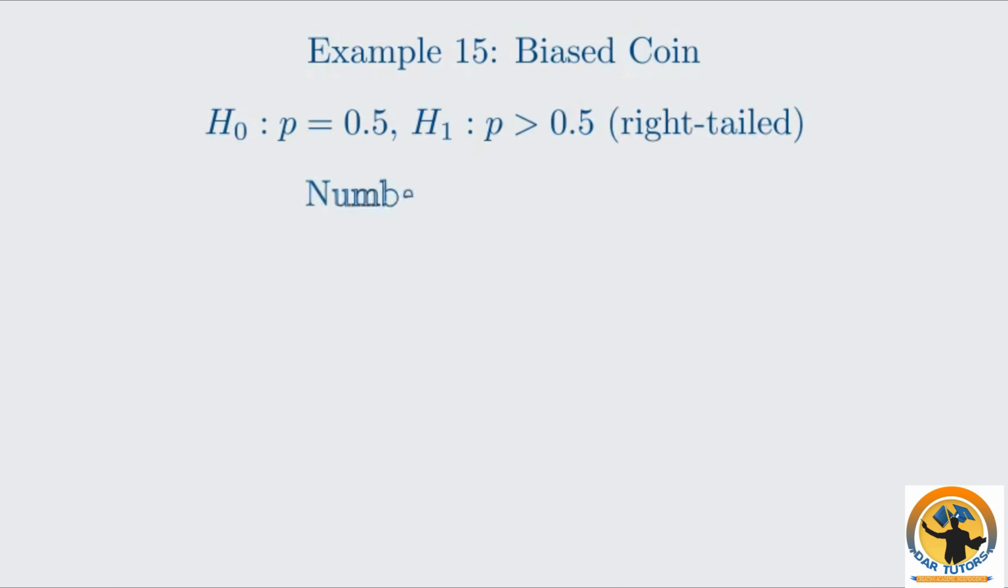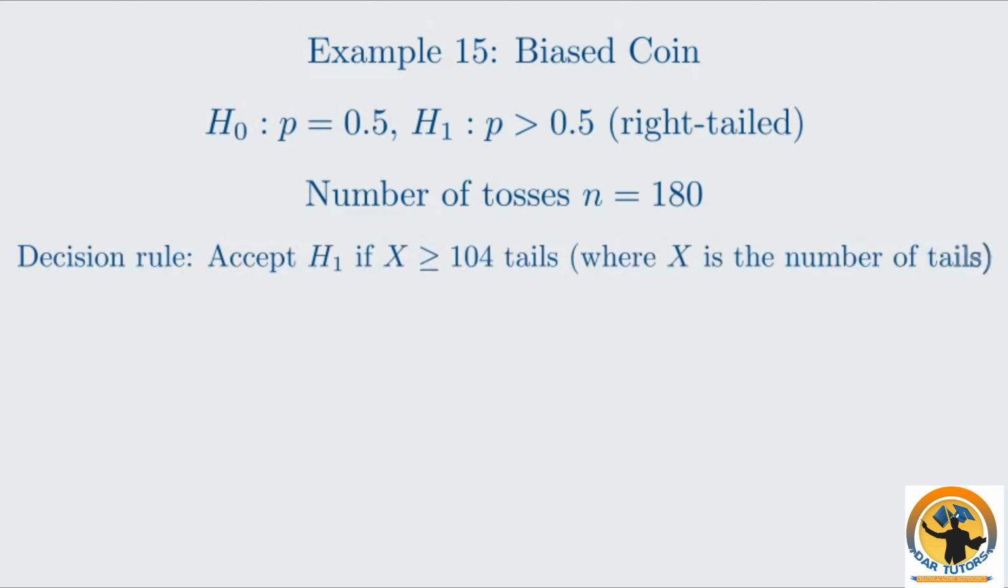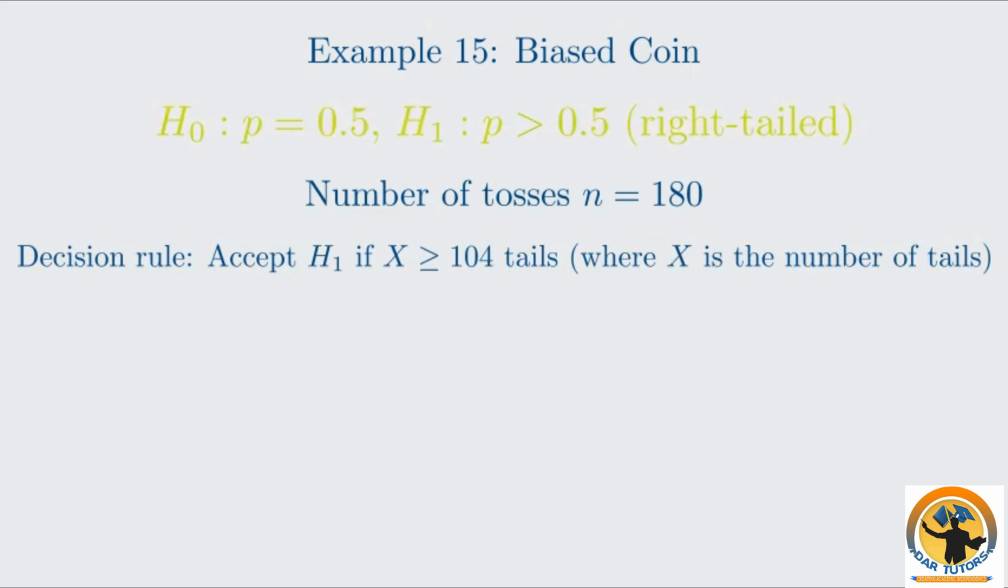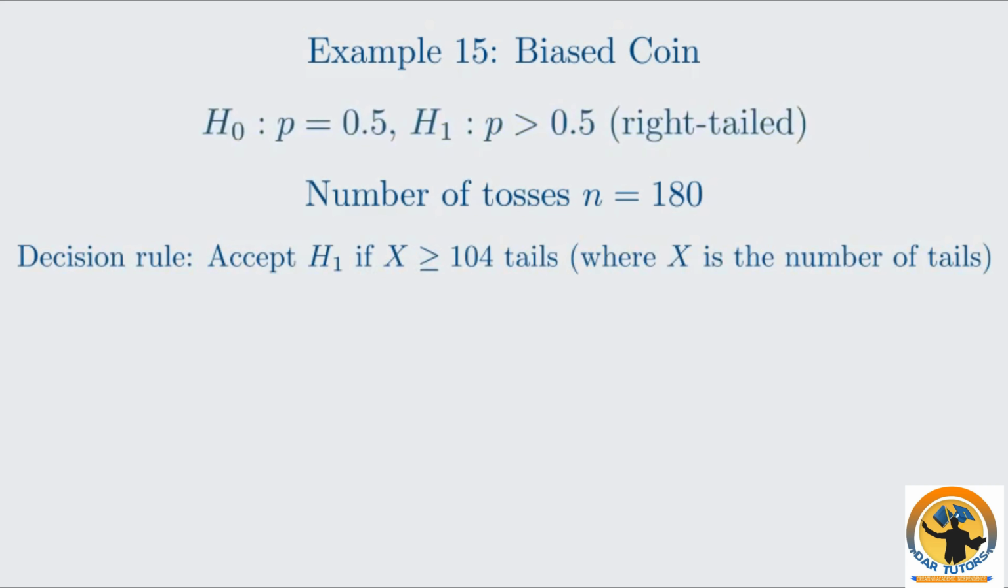Let's look at one final example, this time involving the binomial distribution. Suppose we want to test if a coin is biased towards tails. The decision rule is to toss the coin 180 times, and if we get 104 or more tails, we accept the coin is biased. Let P be the probability of getting tails. Part A is to define the null and alternative hypotheses, which we have done. Let's move to Part B.